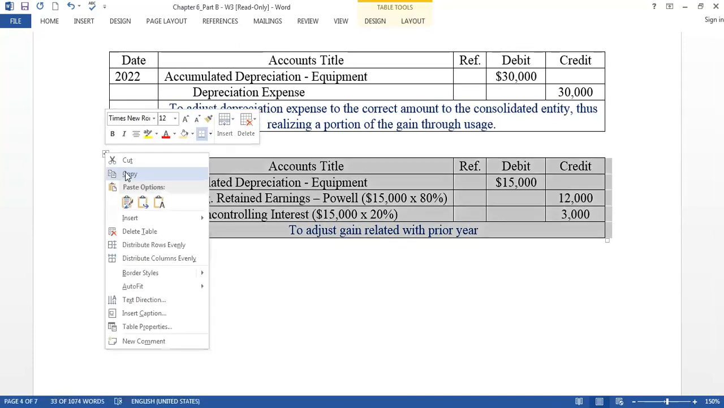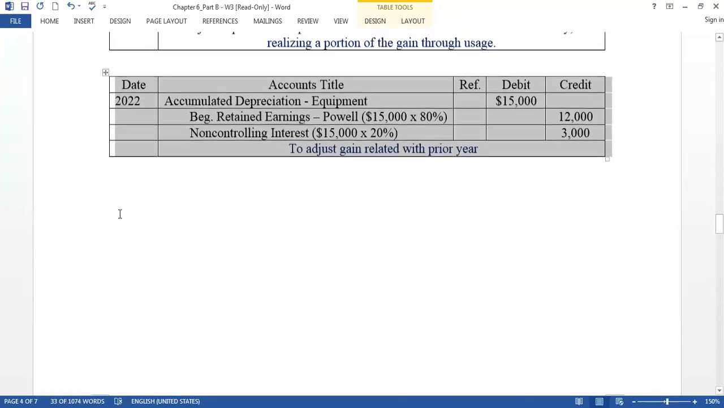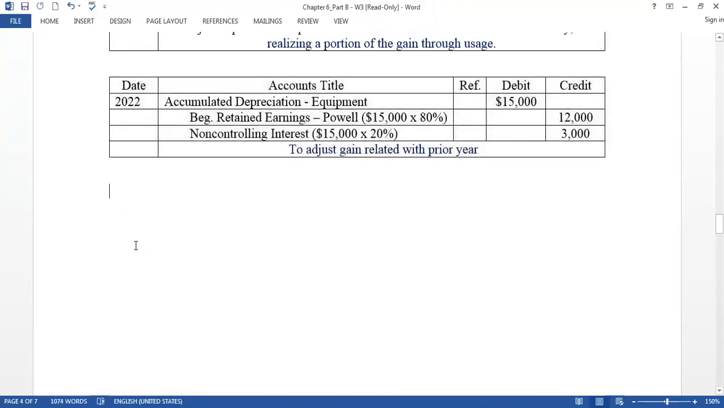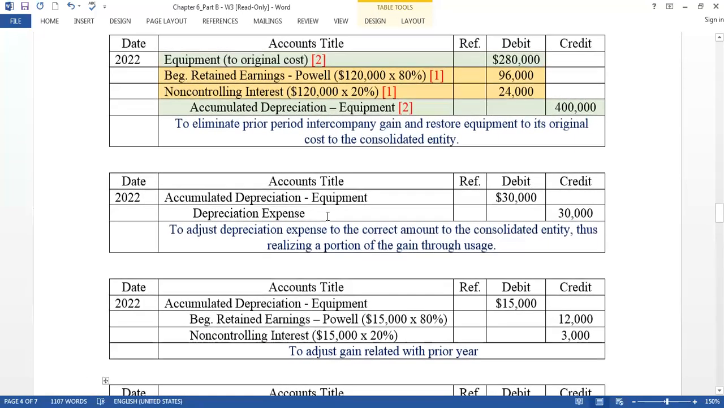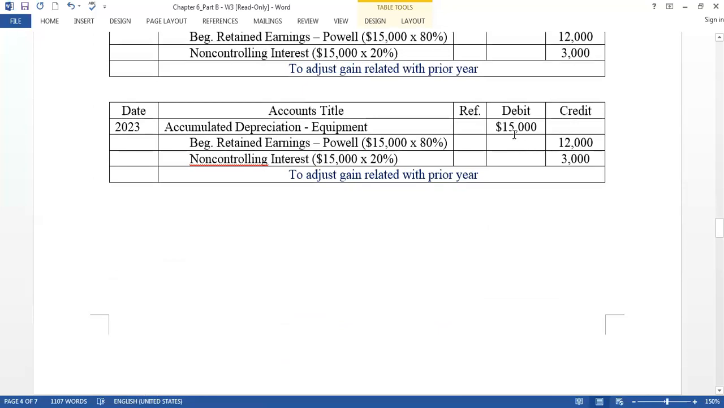Can you guess? 2022, what should be the journal? 2023. If 2023, the same journal. We record depreciation expense credit, right? Credit means depreciation expense decreases and net income increases. So here $30,000. Here 30. Then this is 24. This is 6.